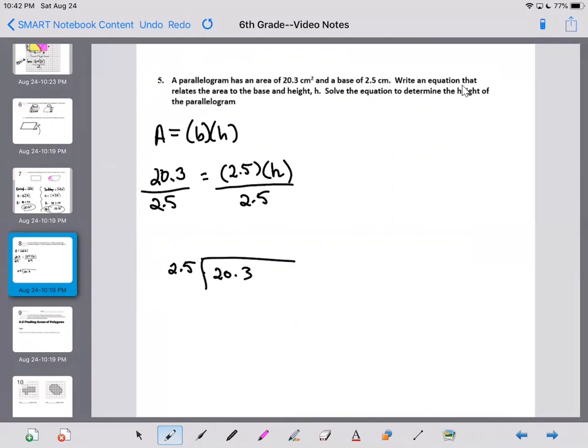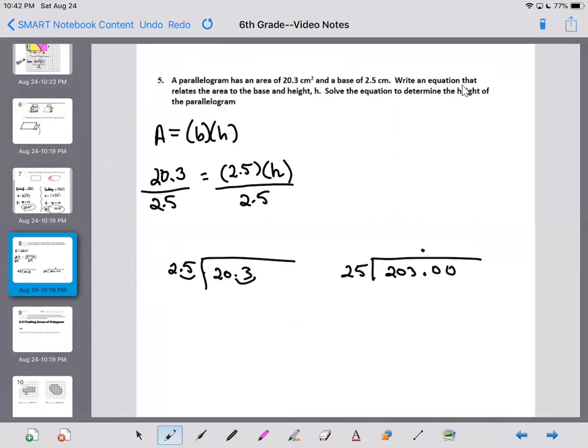Well, remember, just a review with division of decimals, you'd like to have that divisor be a whole number. So I'm just going to multiply 2.5 times 10 to make it 25. And I'm going to multiply 20 3/10 by 10 as well to make it 203. And notice where the decimal point's placed.